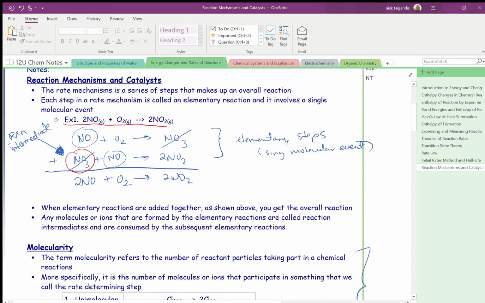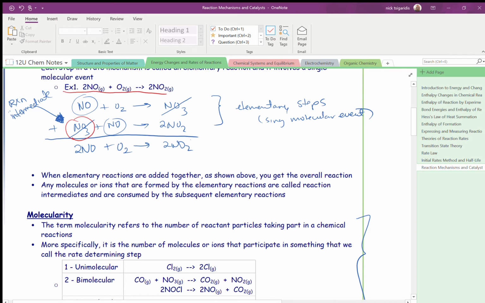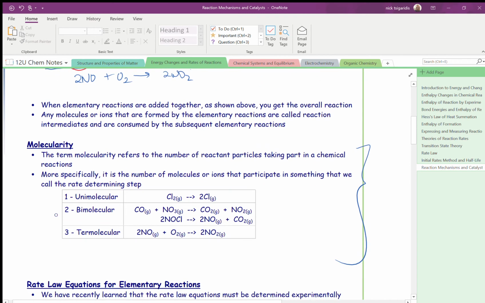So when elementary reactions are added together, as I mentioned, you always get the overall reaction. Any molecules that are formed in the elementary reactions are called reaction intermediates, and they are subsequently consumed in following reactions.